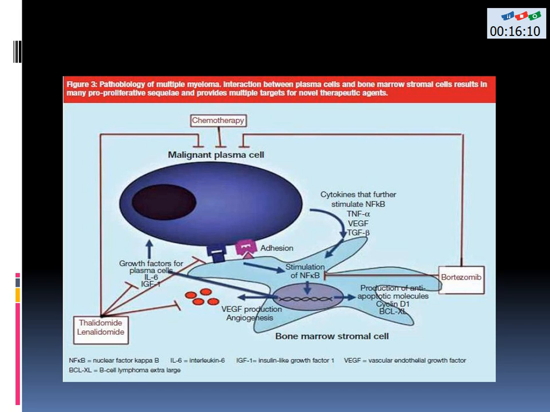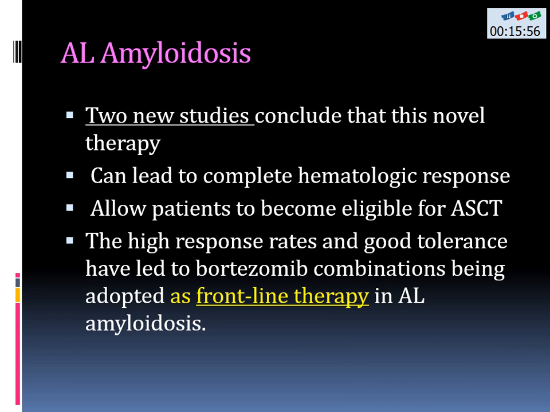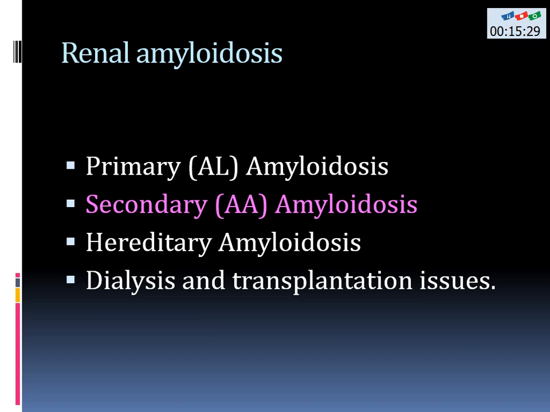So together, bortezomib with some chemotherapy that kills the plasma cells, and this drug happens to stop the stimulation of this cellular interaction, that happens to lead to good rates of remission and good organ responses. Two new studies conclude that this novel therapy can lead to complete hematological response. It also allows patients to become eligible for autologous stem cell transplantation. It improves their condition so that they can undergo autologous stem cell transplantation. The high response rates and good tolerance have led bortezomib combinations to become front-line therapy in AL amyloidosis.